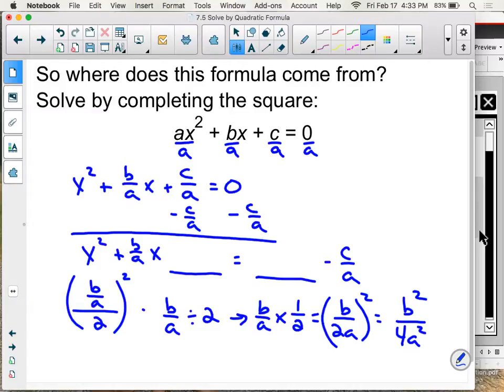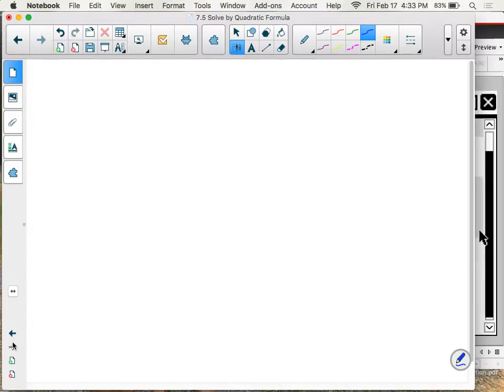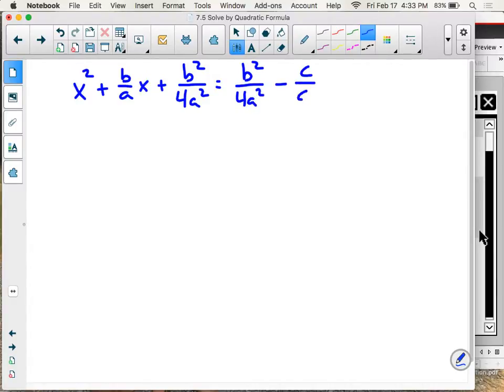Let me go to my next page for a second. I'm going to remember that this b squared over 4a squared is what I'm putting in my blank space. So here we go. What I have is x squared plus b over a times x plus, here's the thing I'm putting in as my new c value. And remember, I put the blank space on the left side because I want b squared over 4a squared minus c over a on the right.